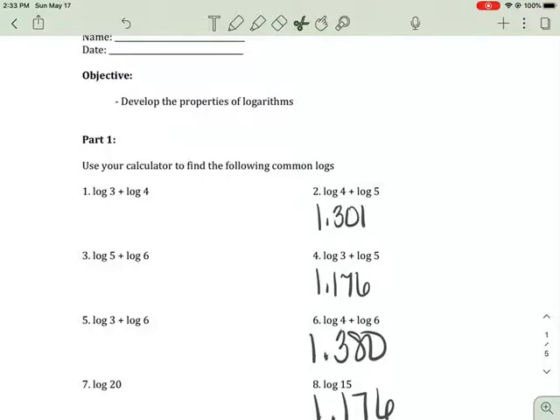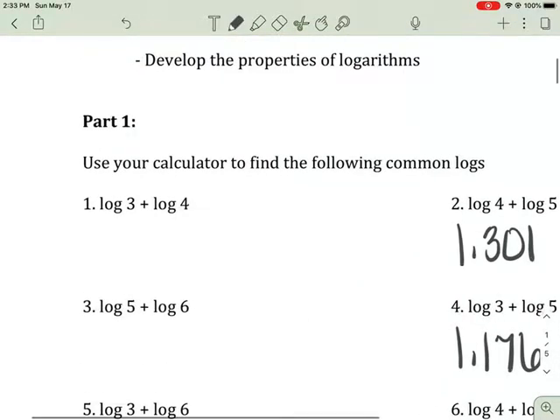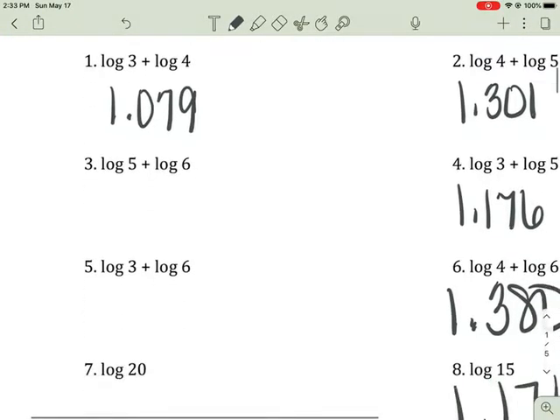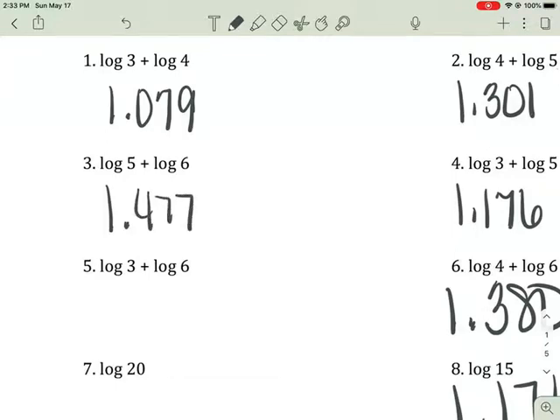Let me make sure I get that right. So log 3, I forgot to close my parentheses, plus log 4. Okay, so 1.079, let's go 2 decimal places, maybe 3. But now let's do log 5 plus log 6. If you're using the graphing calculator, please make sure you close parentheses, otherwise it's going to take the log of 5 plus the log. So 1.477. Log 3 plus log 6, okay, I'm going to get 1.255.